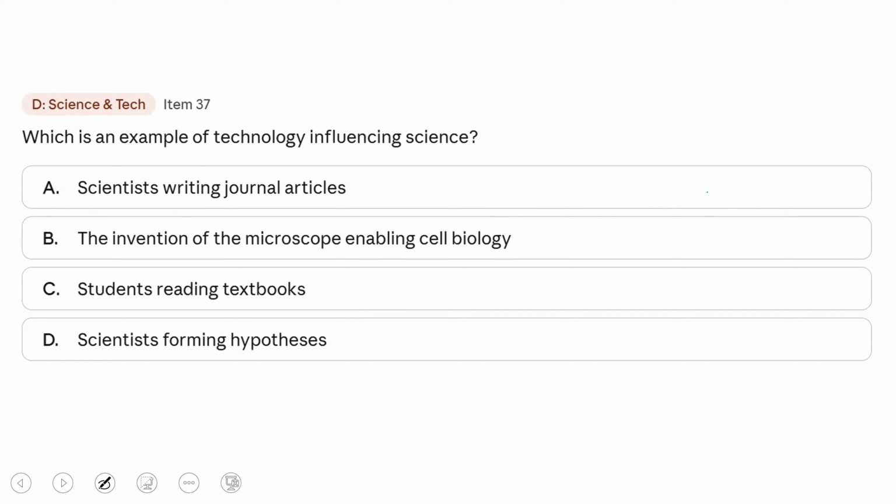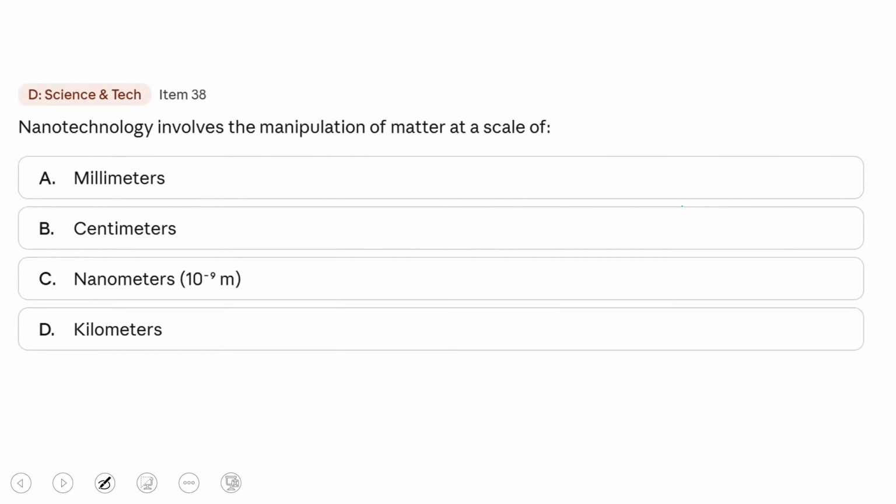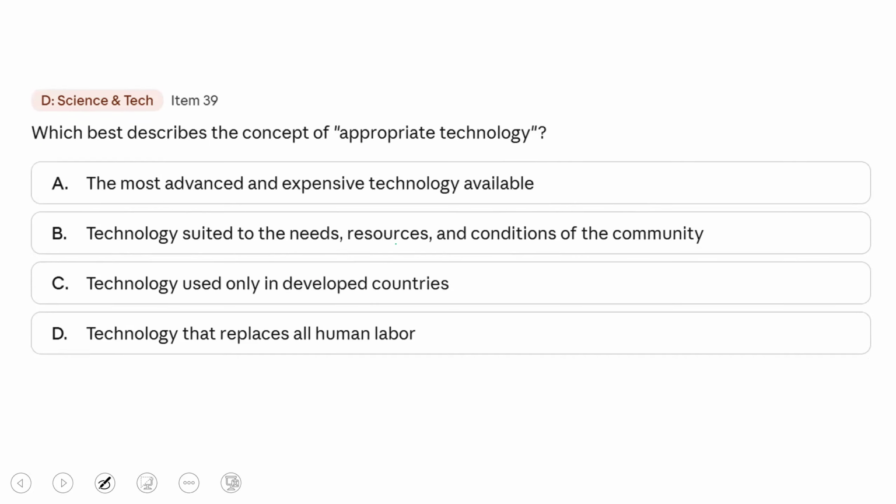Which is an example of technology influencing science? All right. The answer is letter B, the invention of the microscope enabling cell biology. All right. 38. Nanotechnology involves the manipulation of matter at a scale of what? All right. So what's your answer for that? The answer is, of course, letter C. 10 raised to negative 9 meters is nanometers. Next, which best describes the concept of appropriate technology?